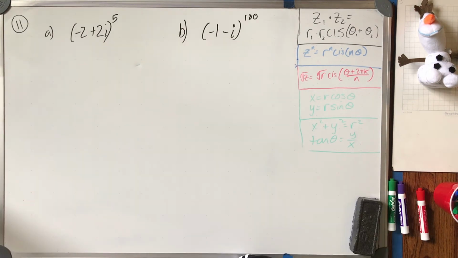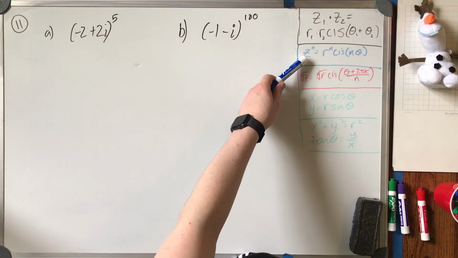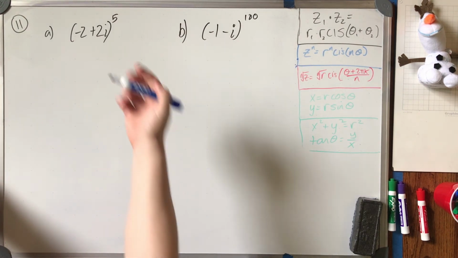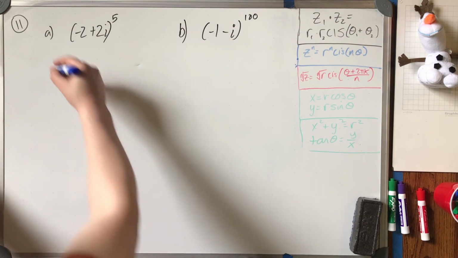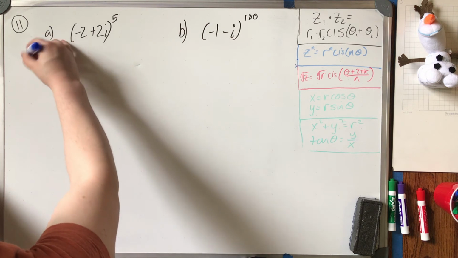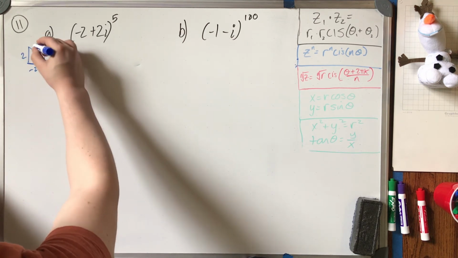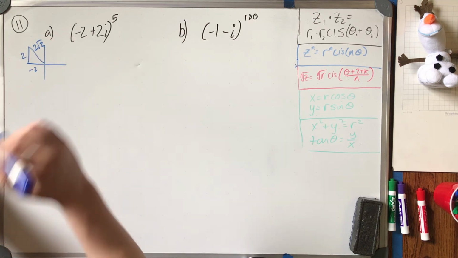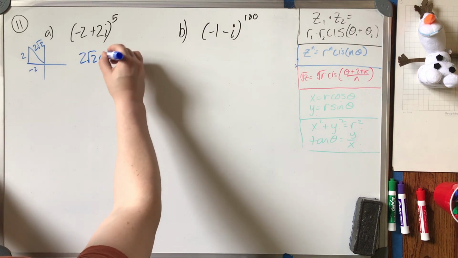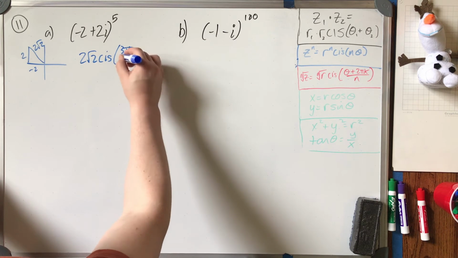Done. For 5a, we want to use De Moivre's theorem. So that's this one right here, where we basically raise it to a power and multiply the angle by that power. So the first thing I need to do here is convert this into trig form. So I'm going to just sketch this over here. It's negative 2, so I'm over here. So this is negative 2, 2. This is going to be 2 root 2 with an angle of 3 pi over 4. So I have 2 root 2 cis 3 pi over 4.